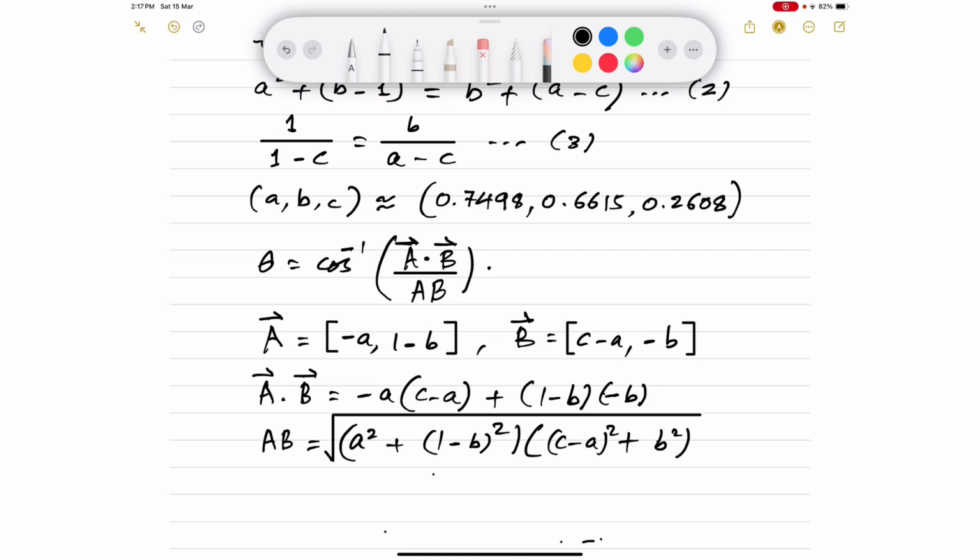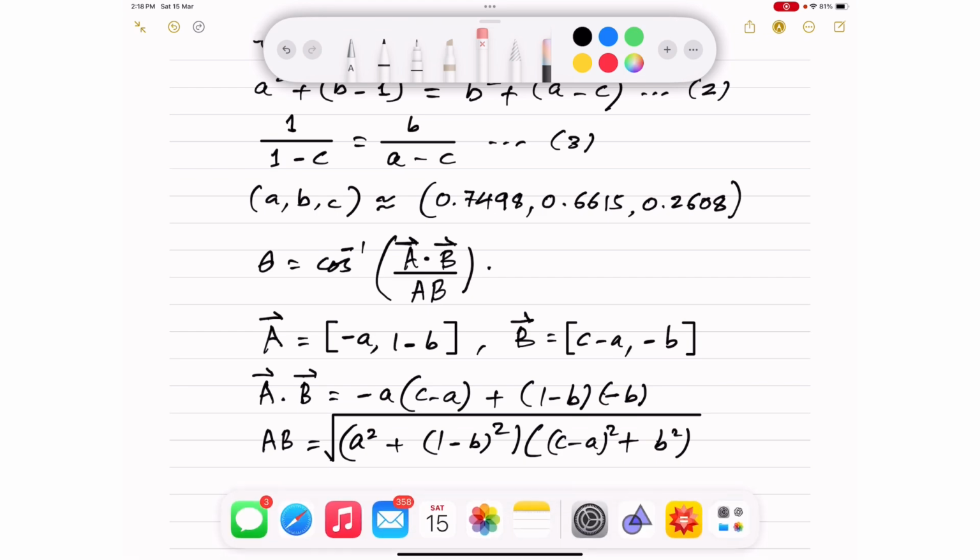Remember that the length of A is the square root of A squared plus 1 minus B all squared. And the length of B is the square root of C minus A all squared plus B squared. And then I merged the square roots under a single square root. And this is going to be the multiplication of the squared lengths of the two vectors. That's it. Now I'm going to take the dot product, plug that in the formula, and then come back to Wolfram Alpha here.